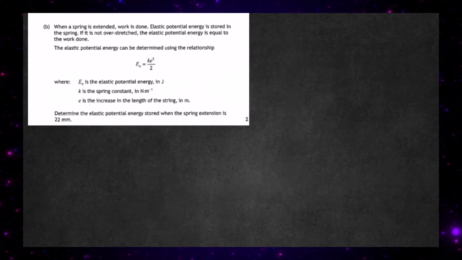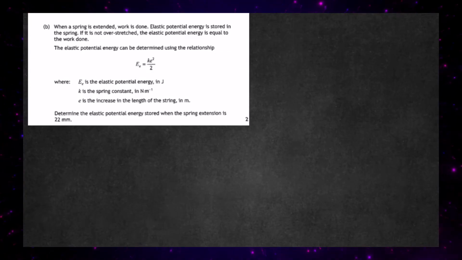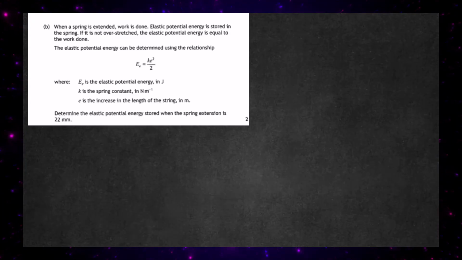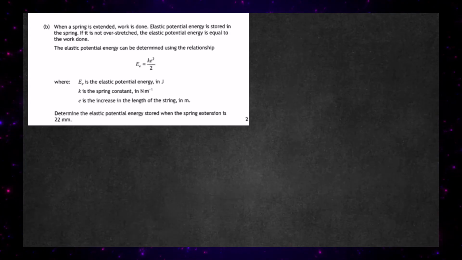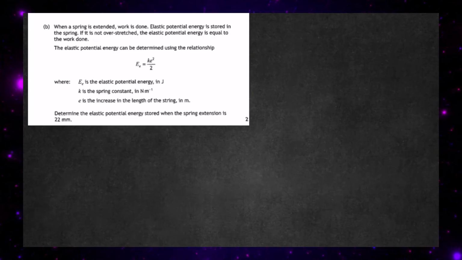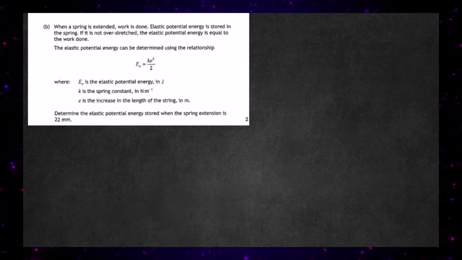Question 16, Part B. When a spring is extended, work is done. Elastic potential energy is stored in the spring. If it's not overstretched, the elastic potential energy is equal to the work done. The elastic potential energy can be determined using the relationship Ee equals k e squared divided by 2. And we're given the definitions here.